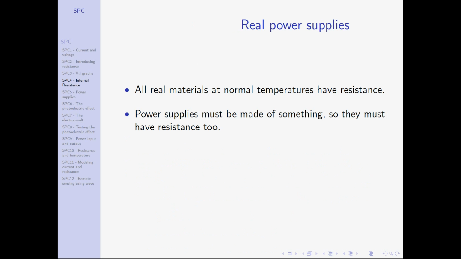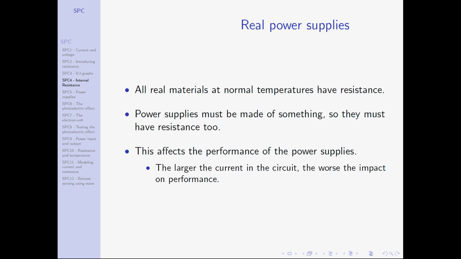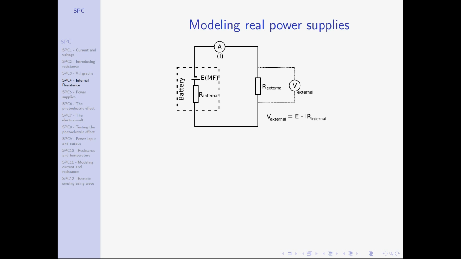So everything's made out of resistance, so of course the power supplies themselves must have some sort of resistance associated with them. Yes, they're putting this voltage across the circuit and pumping the current around, pumping the energy in, but when that current passes through the power supply, it must also incur some resistance, and that's going to affect the performance of the power supply and its effect on the circuit. And we'll see later that the higher the current in the circuit, the worse the impact is going to be on the performance of our circuit.